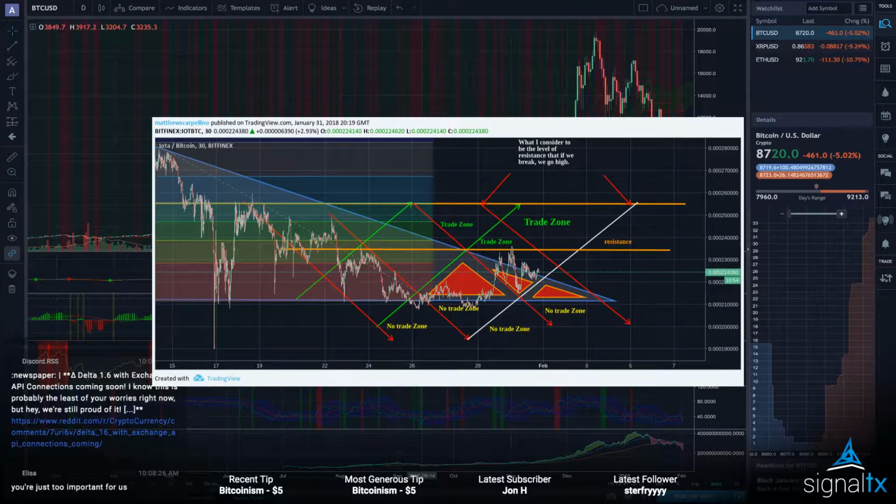So in order to understand everything, it's kind of hard to even put the manipulation element into the charts. It really is.